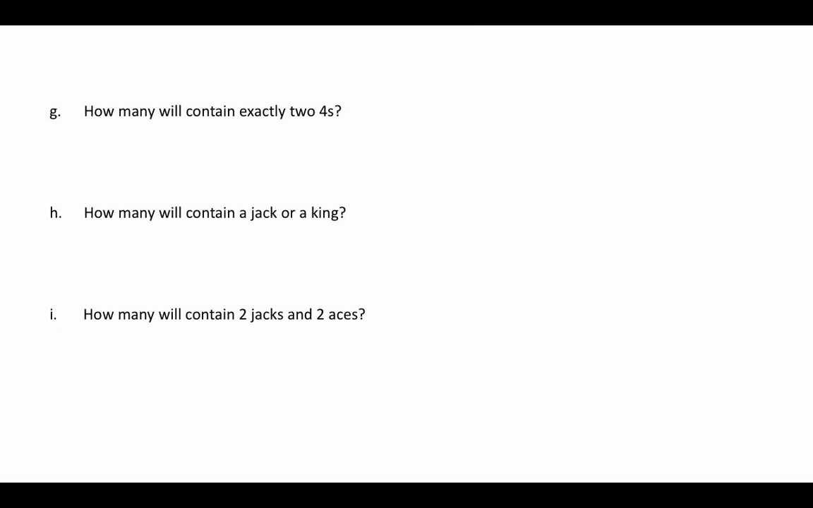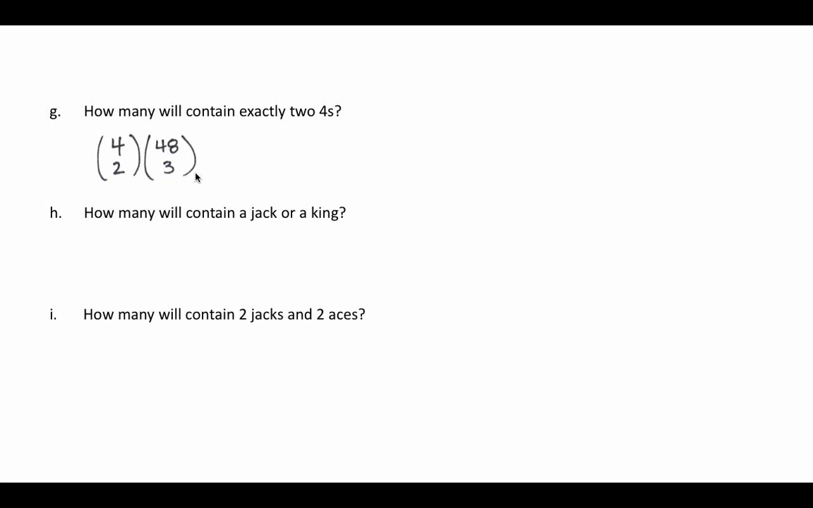And the last couple examples here: how many contain exactly 2 4s? So here's the thing to think about. We definitely want there to be 2 4s, and then we want the other 3 cards to be not 4s. So we don't want to accidentally include a third or a fourth 4 or something like that. So we're going to set up our 4 4s, and we're going to say 4 choose 2. But we're also going to set up the remainder of our cards that aren't 4s, and there's 48 of those. And from there, we're going to choose 3.